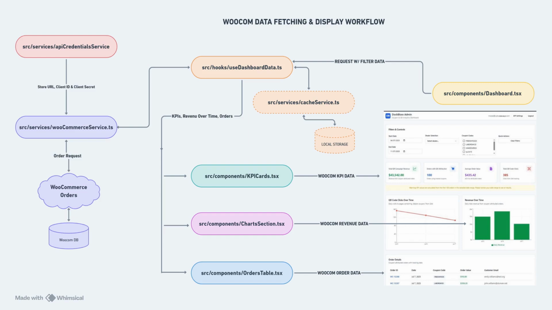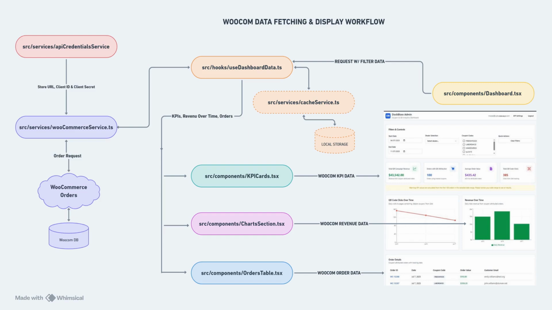The WooCommerce service calls apiCredentialService.ts to grab the store URL, client ID, and client secret that we've securely stored in Supabase. Armed with those credentials, WooCommerceService hits the WooCommerce database via the REST API, pulls all that juicy order data, and sends it back up the chain to useDashboardData.ts.